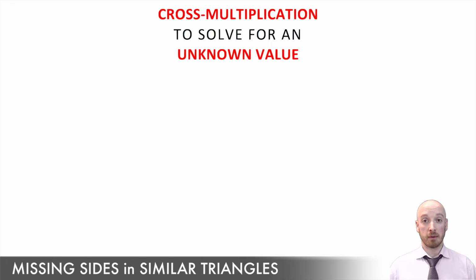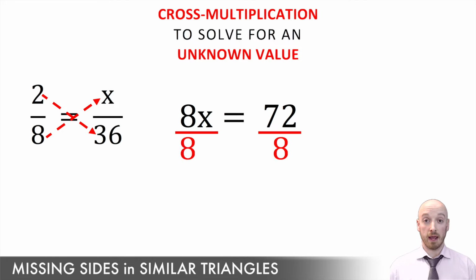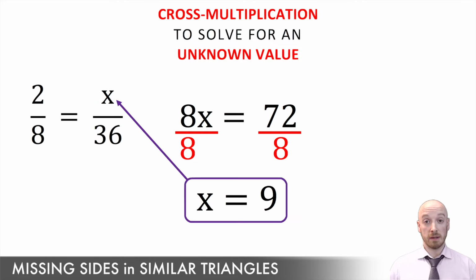So like here, for example, I have 2 over 8 is equal to x over 36. So when I multiply those diagonals, I get 8x is equal to 72. Now to isolate the x or solve for it, all I have to do is divide by 8, and I know that x, that missing number, is 9. Pretty simple, right? Well, that was just a bit of a review. It's going to get a little bit tougher later on, so watch closely.